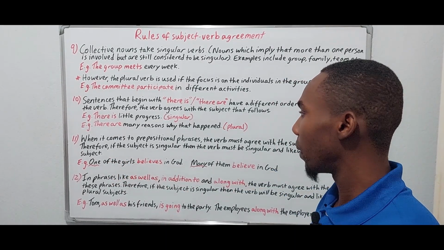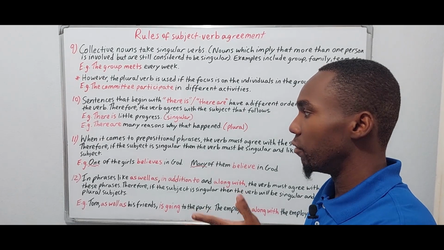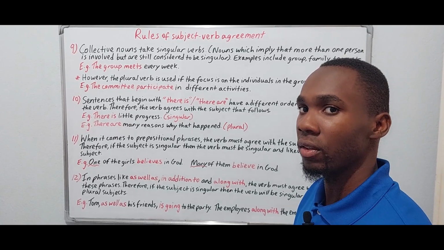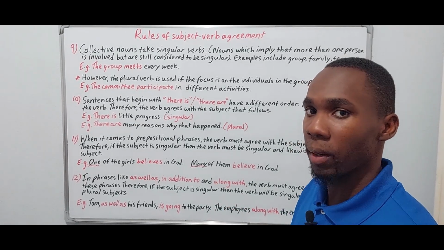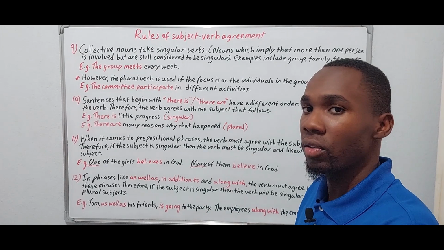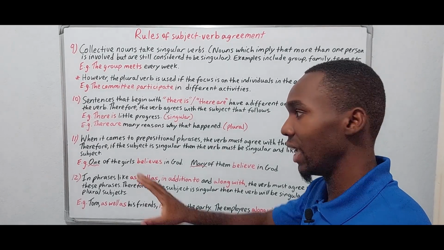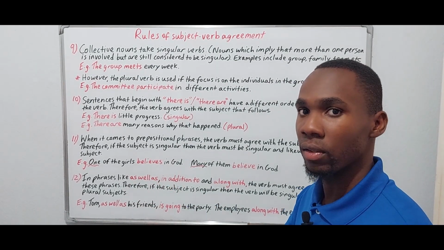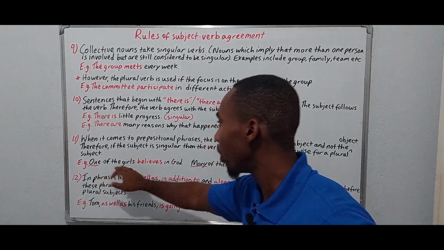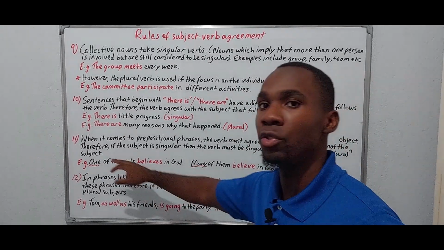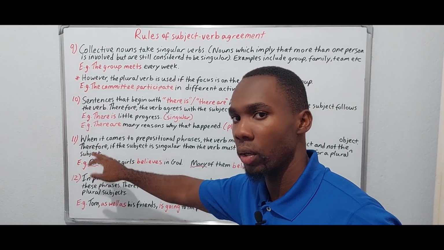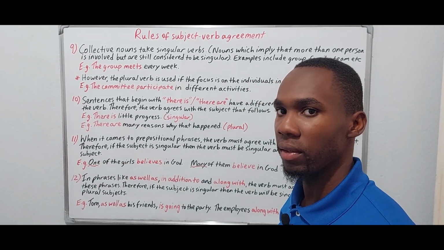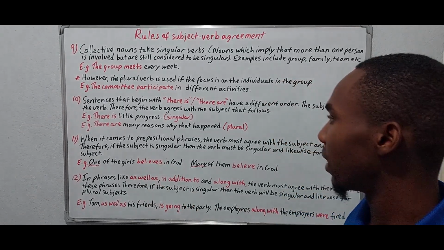Right? So when it comes to prepositional phrases, the verb is going to agree with the noun that precedes the prepositional phrase, or the noun that comes before the prepositional phrase. So if that noun is singular, then the verb must be singular. You would ignore everything else. The prepositional phrase is just additional information, right? So one of the girls believes in God. The subject is one. "Of the girls" would be additional information. You see what I mean? Right? So one of the girls believes in God.